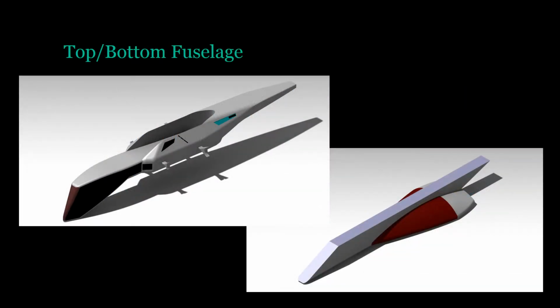So here we have the fuselage. I had to split it up into 2 parts mainly because of the ease of design. So let's start first with the top fuselage. The top fuselage was actually fairly straightforward.